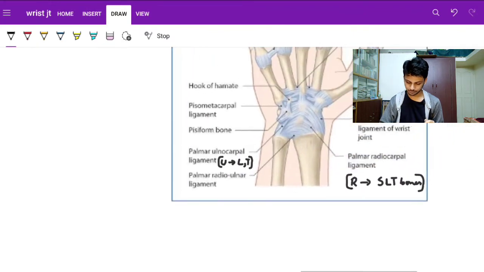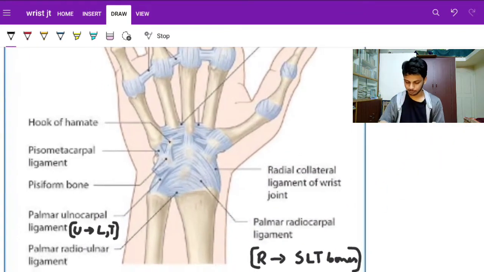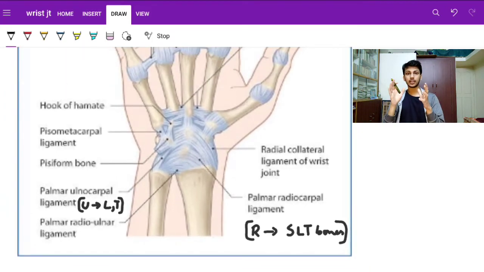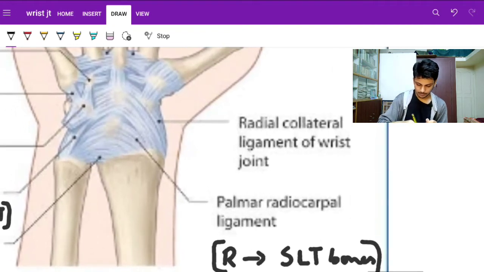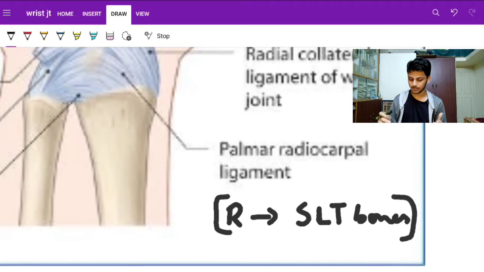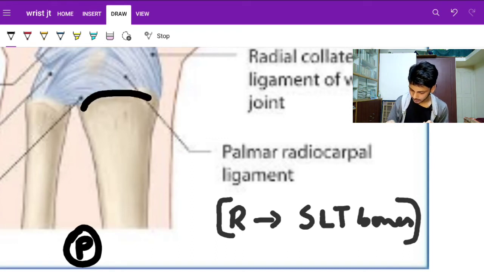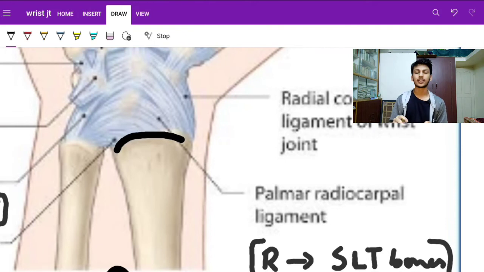Can you see here? We have removed the capsule here. There are many ligaments in the wrist joint, and we will be studying the important six ligaments now. Okay, see here. This is the palmar radiocarpal ligament, isn't it? It is coming in the palmar aspect. This is the palmar aspect, and it is coming from the distal end of radius and going into the scaphoid, lunate, and triquetral bones.